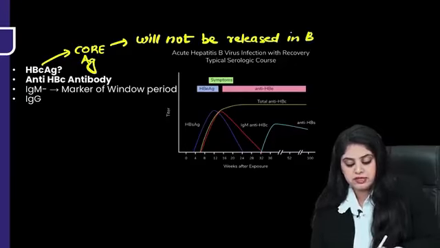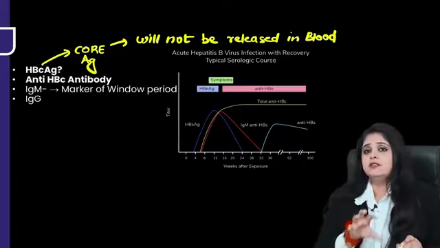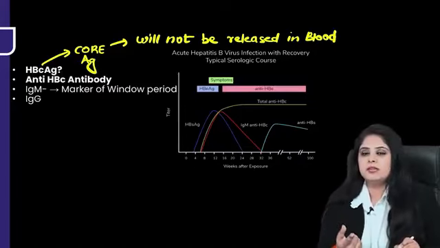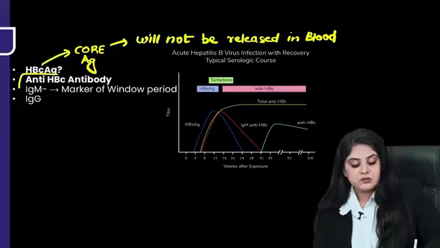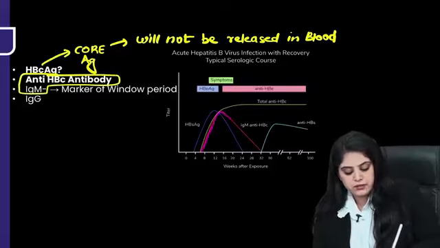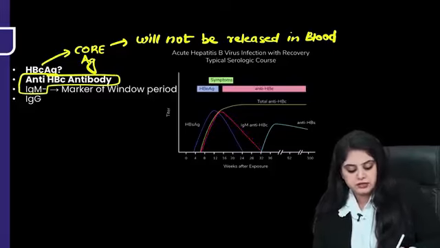The concept is only that it is in the core of the virus. It will never come out into the blood. The antigen will never come out, but the antibody will be made. If it has come into your body, you will make an antibody. Anti-HBc antibody is formed, and can you see that in this duration, who is actually going to help me? Can you see who has covered the window period?